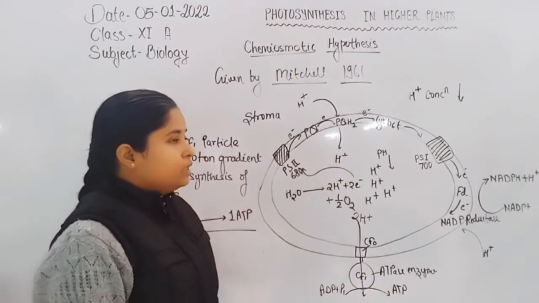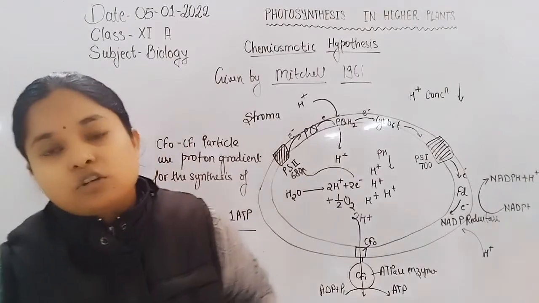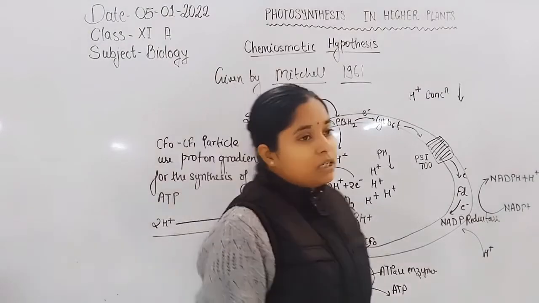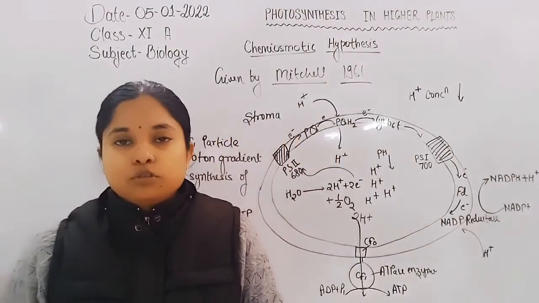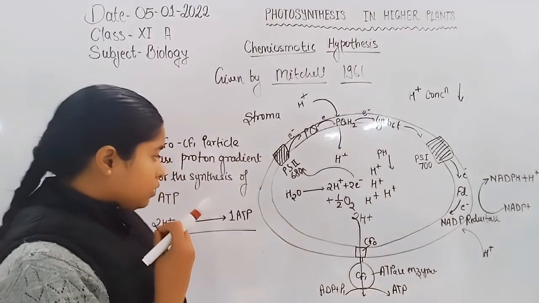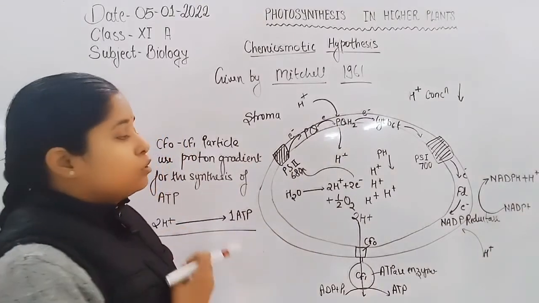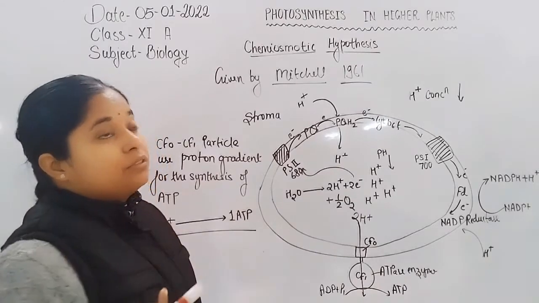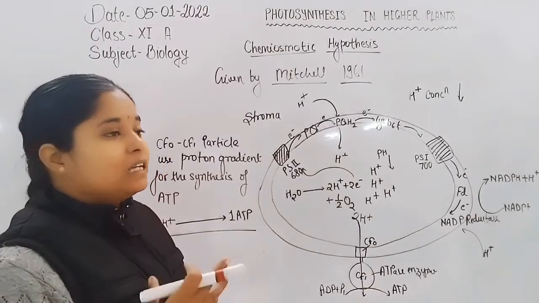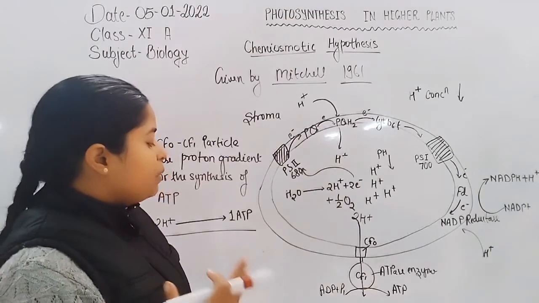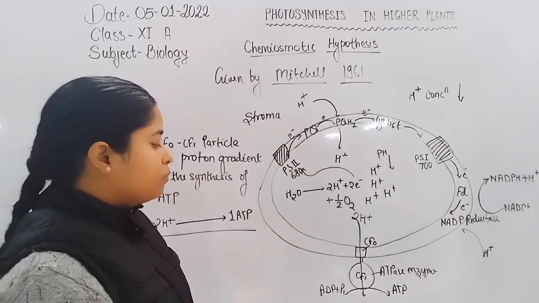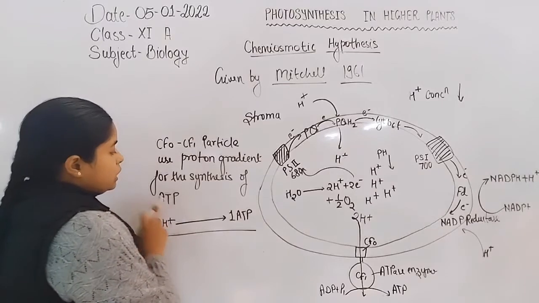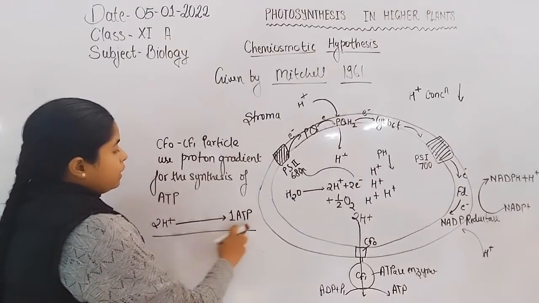So here in the thylakoid membrane, ATP is also synthesized through the electron transport system, where the FOF1 particle uses the gradient of protons. Each two protons are needed for the activation of the ATPase enzyme, and when the ATPase enzyme gets activated, it binds the inorganic phosphate and ADP, adenosine diphosphate, to form the ATP molecule. That's why it is said that two protons are needed to synthesize one ATP molecule.